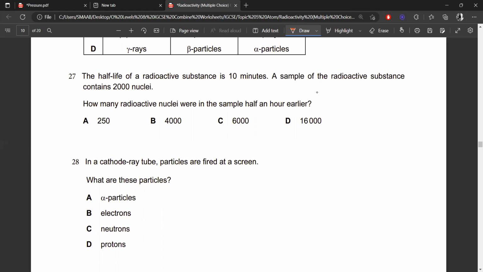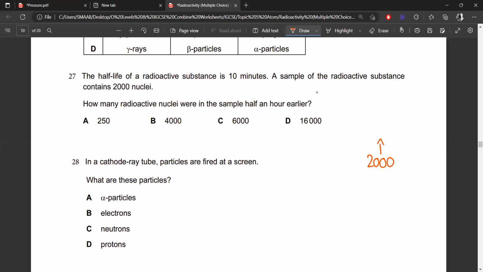Okay. So the half-life of a substance is 10 minutes and a sample of radioactive substance contains 2000 nuclei. How many radioactive nuclei were in the sample half an hour earlier? Half an hour means 30 minutes, right? So 30 minutes means three half-lives, right? So we need to go in reverse order. Starting from 2000, now we have to move in reverse order.